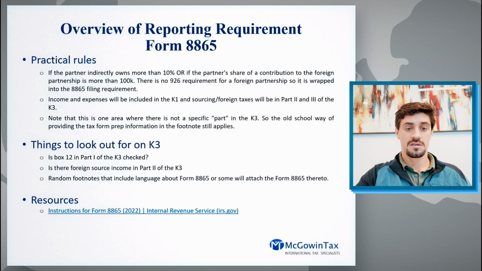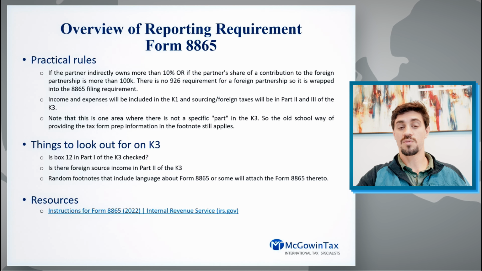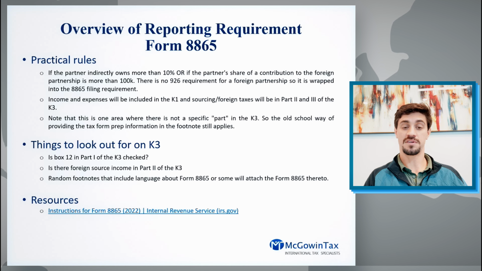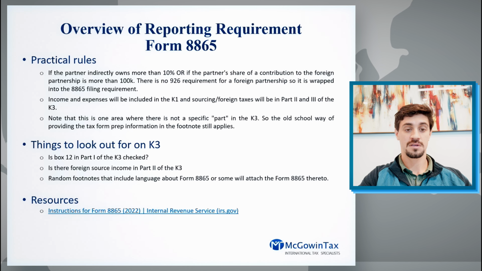And again, this is another area where there's not a specific part to the K-3. They do call out the 8865 in Part 1, but it's not like the PFIC section or the controlled foreign corporation where it has its own section. So we'll look at these things to look out for. All right, so let's keep moving here.